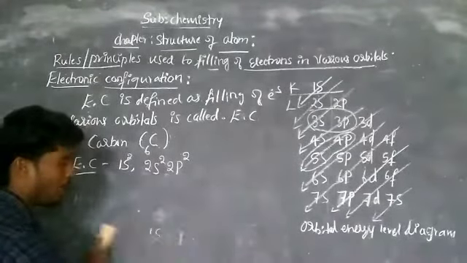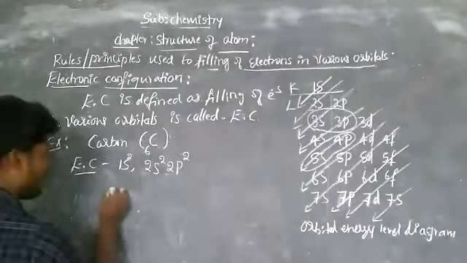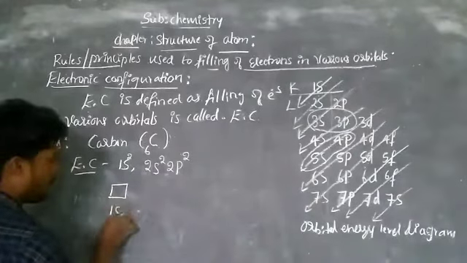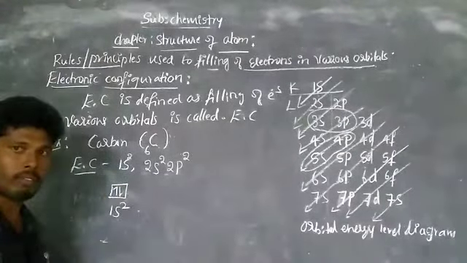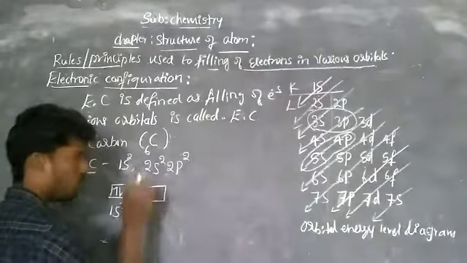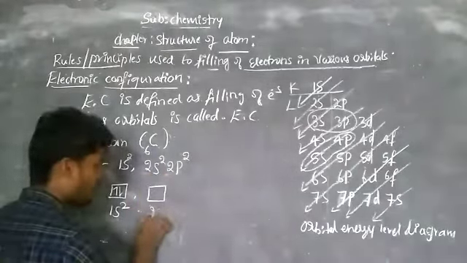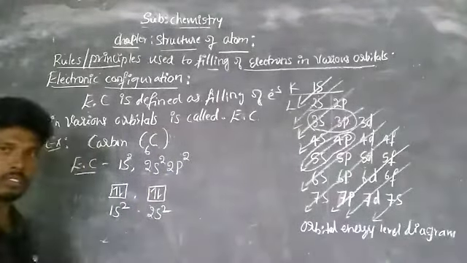Now to write the orbital diagrams. Orbitals are written like boxes. Now 1s, right here 1s. How many electrons? 2 electrons. Write 2 electrons with opposite spin. So 2s, right? 2s, only one orbital in s, that is 2s, 2 electrons. These two are written with opposite spin.